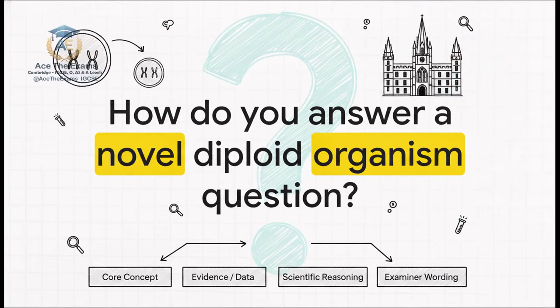Think back to the framework. You move from the core concept to the evidence provided in the prompt, to your scientific reasoning, and finally wrap it up with the specific examiner wording. Formulate it in your head right now. What specific elements absolutely have to be in there?